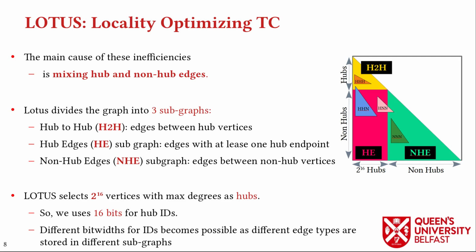We introduce the LOTUS algorithm that divides the graph into three subgraphs: hop-to-hop edges that contain edges between hop vertices, the hop edges subgraph that contains edges with at least one hop endpoint, and the non-hop edges subgraph that contains edges between non-hop vertices. LOTUS selects 2 to the power 16, or 64 kilo vertices, with maximum degrees as hops, and it uses 16-bit IDs to represent hops. Since hop and non-hop subgraphs are separated in LOTUS, we can use different bit widths for their IDs.